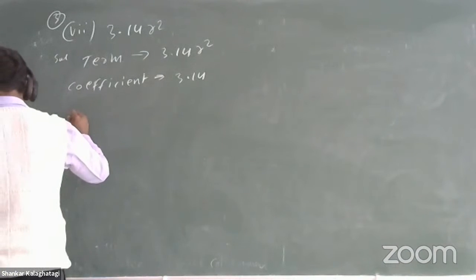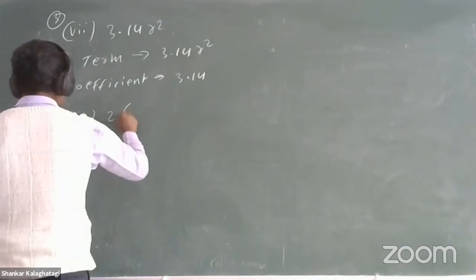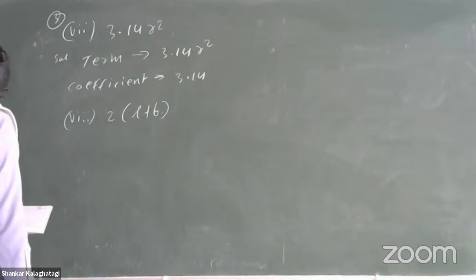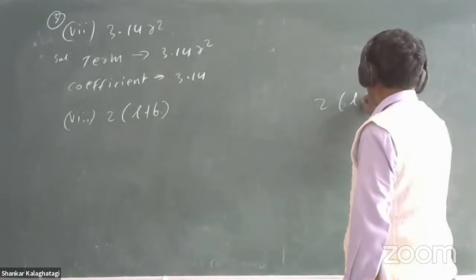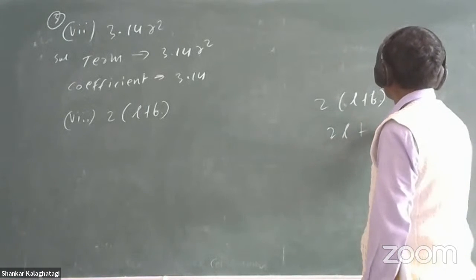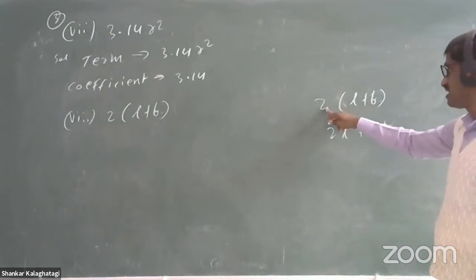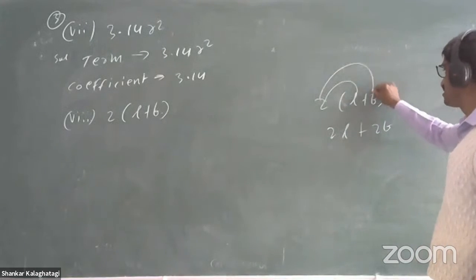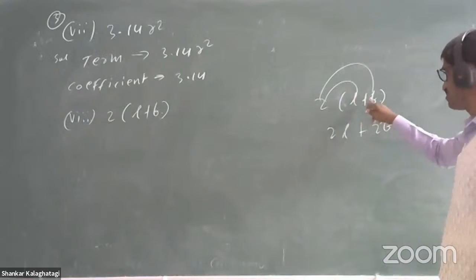Next, 8. 2 into L plus B is given. Actually we are going to take it as 2L plus 2B. Why? Because this 2 is common for L and B also. We have to multiply once with L and once with B, which we already learned. 2 into L is 2L, 2 into B is 2B.